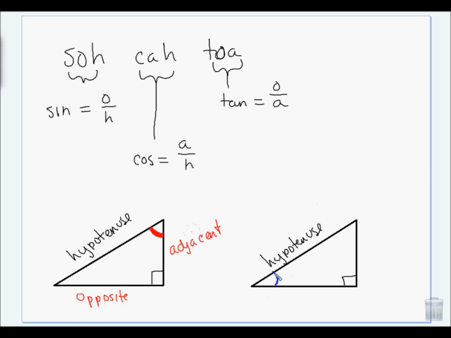But if I'm talking about this angle right here, this is opposite, and this is adjacent. So the angle you're talking about, if you draw an arrow out of it, points to the adjacent side, or to the opposite side. The hypotenuse is always the hypotenuse. It's just opposite and adjacent that change depending on the angle you talk about.